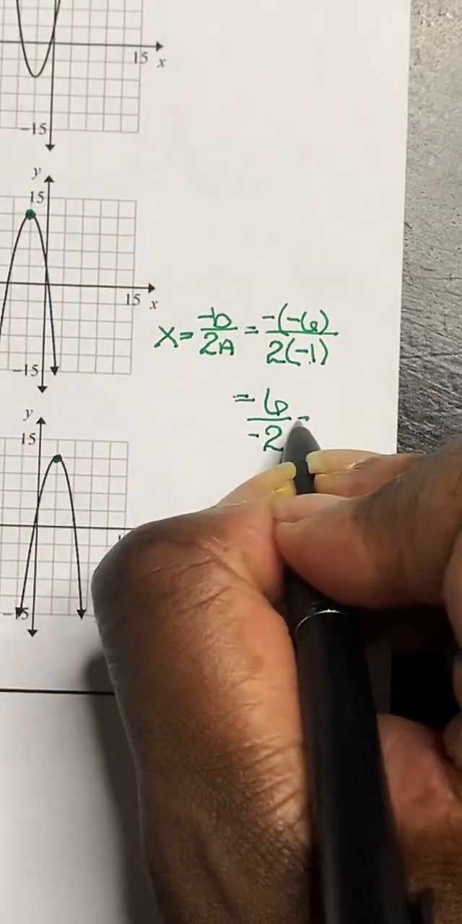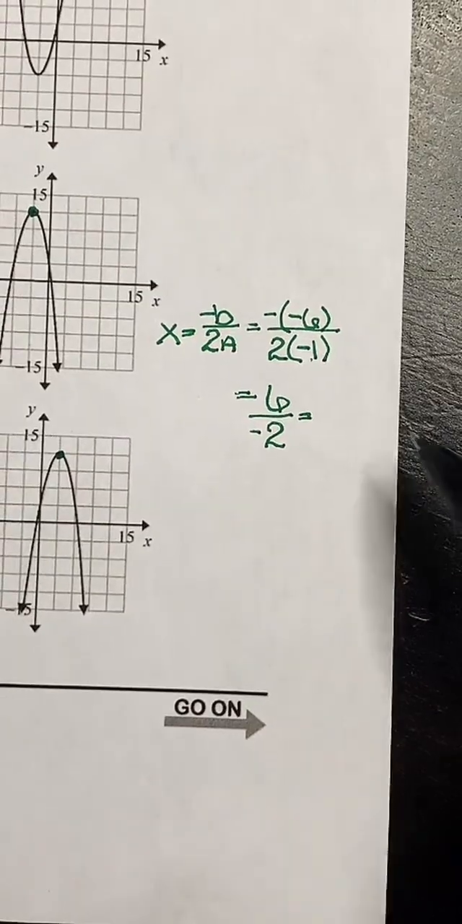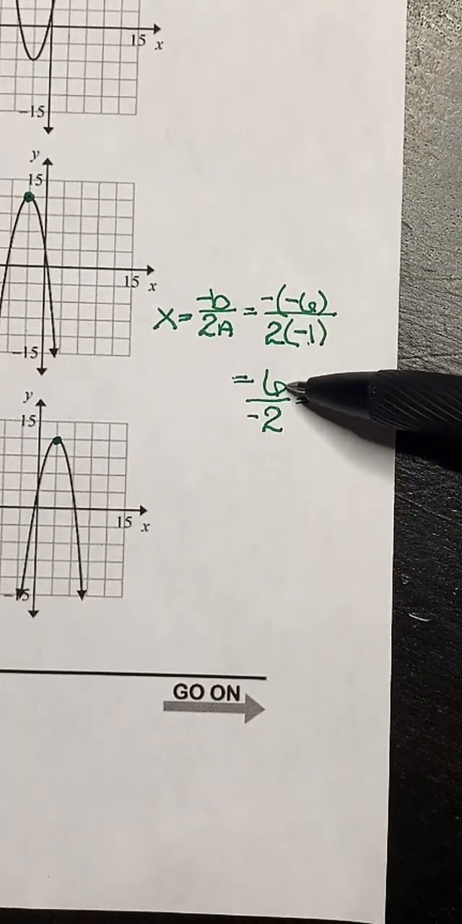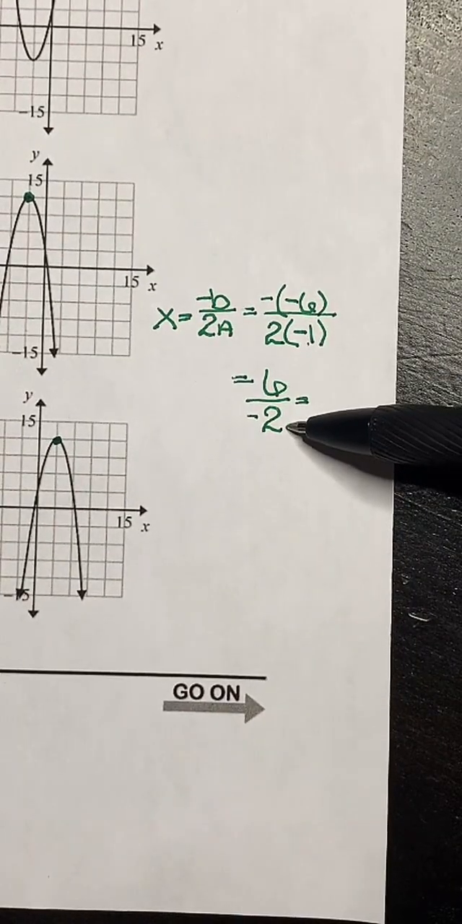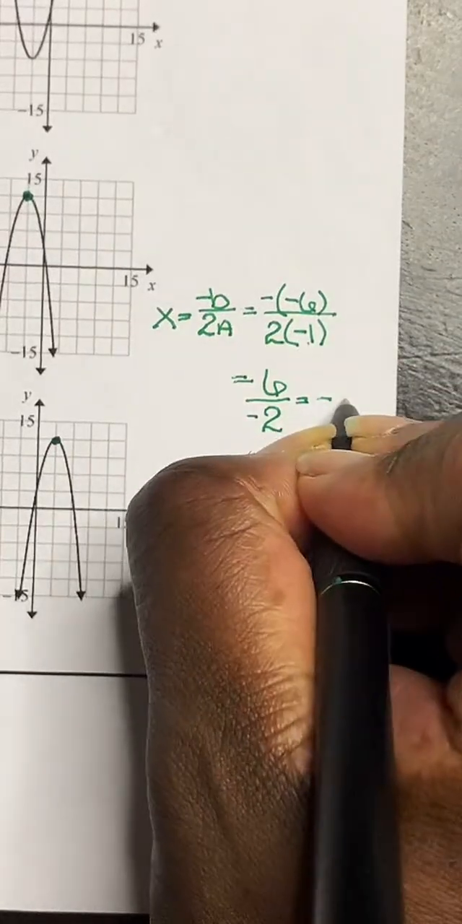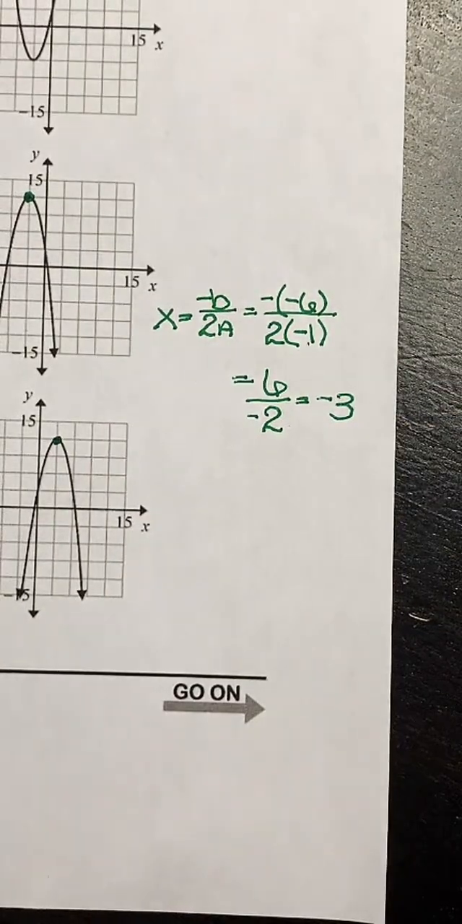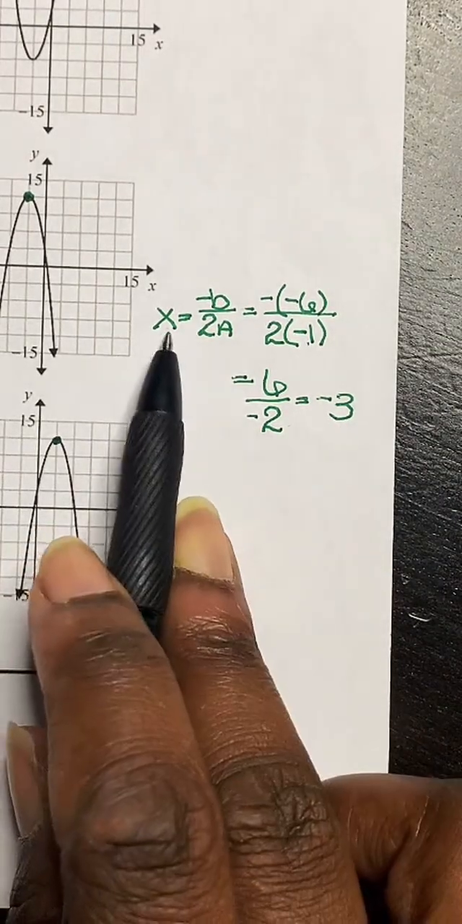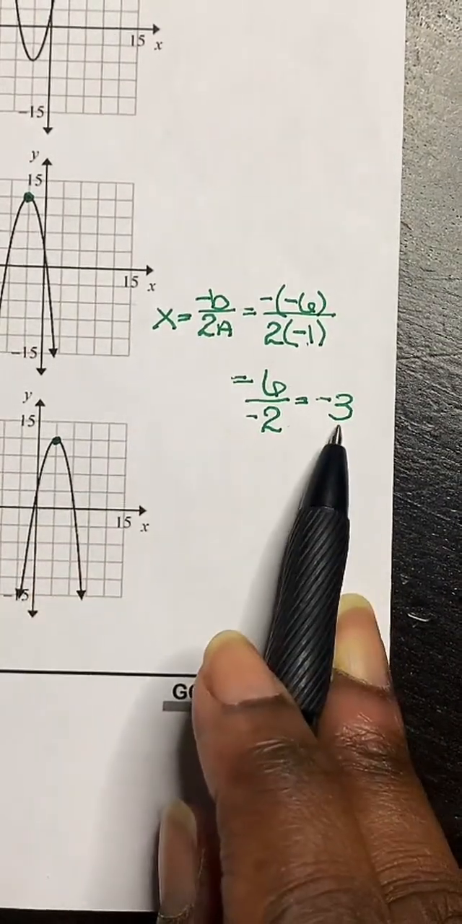All right, let me finish this up so I can get to my next person. So now we've got 6 divided by negative 2, which gives me a negative 3. So my x value of my vertex is going to be negative. That means my answer has to be C.